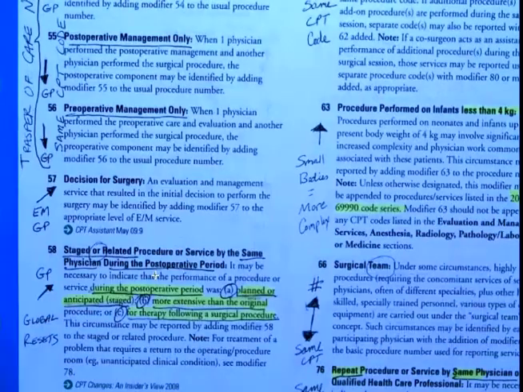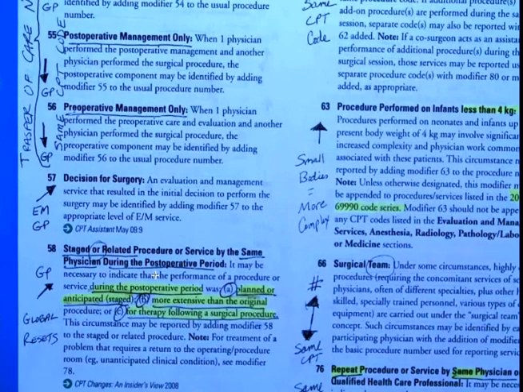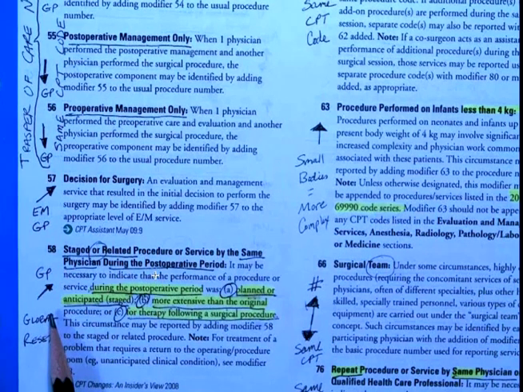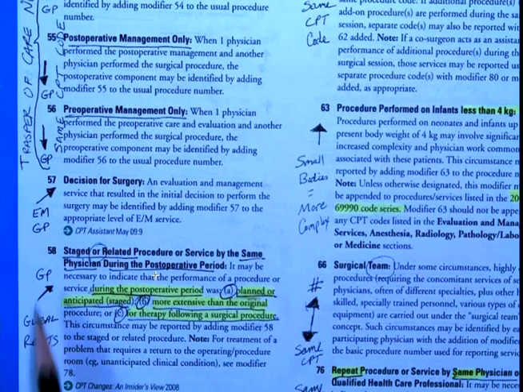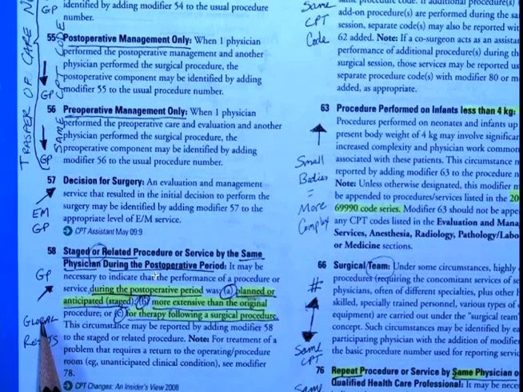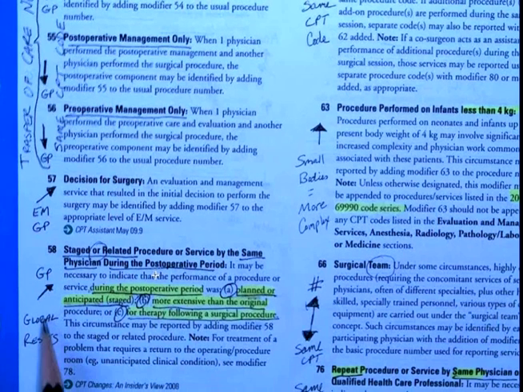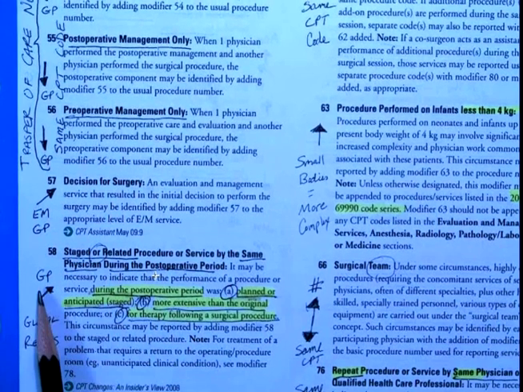And this is staged or related procedure or service by the same physician during the post-op period. So if you've attended my modifiers webinar or you've listened to the Blitz where I cover this, a technique I use is to teach you to learn modifiers by family. So this modifier is in the global package family. So that's one clue as to when you would want to use this one. It's a global package modifier.